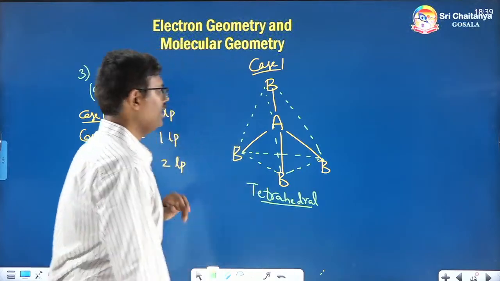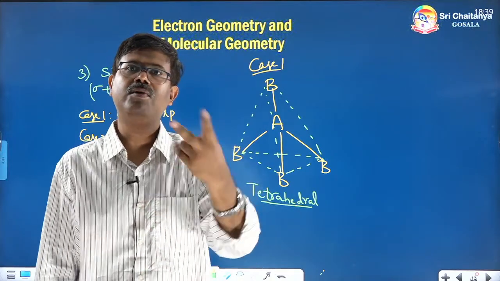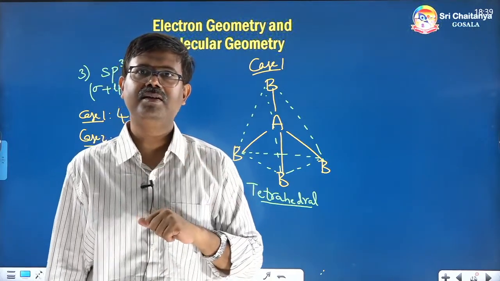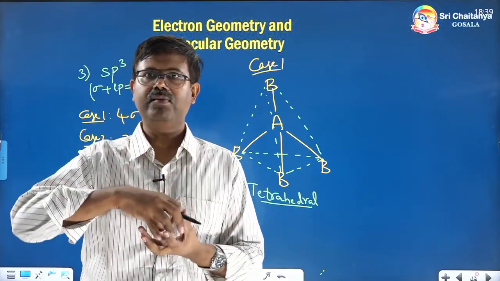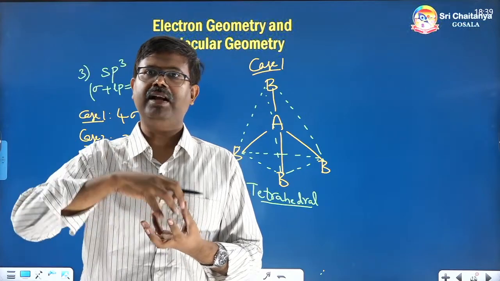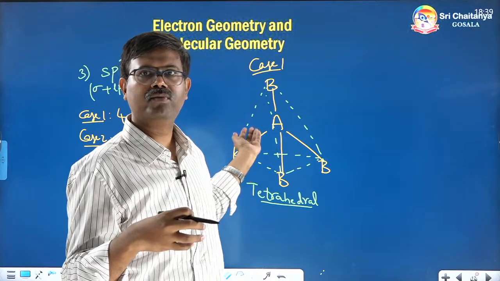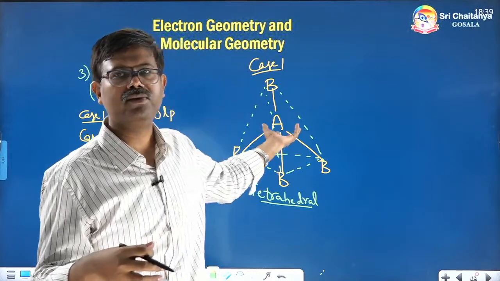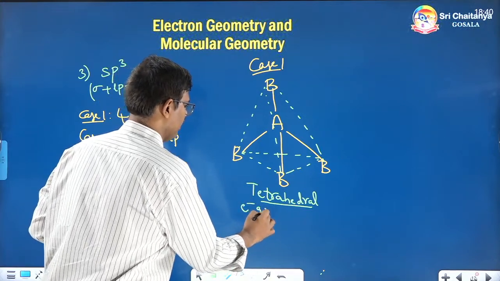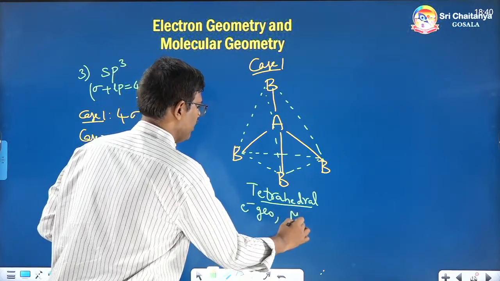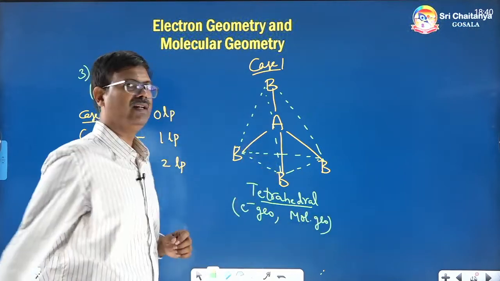Sir, what is this tetrahedral? Is it electron geometry or molecular geometry? Both, because there are no lone pairs here. So if there are no lone pairs, then all electrons are involved in the bond pairs only. So electron geometry is also tetrahedral. Molecular geometry means only bonds we will take, that is also tetrahedral. Electron geometry and molecular geometry, both are tetrahedral only.